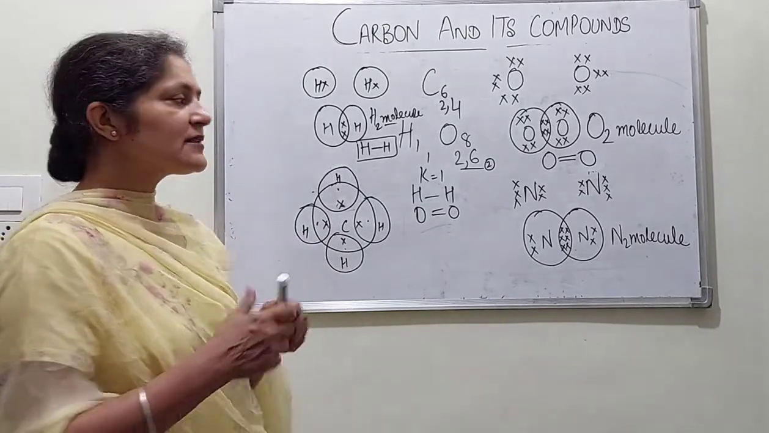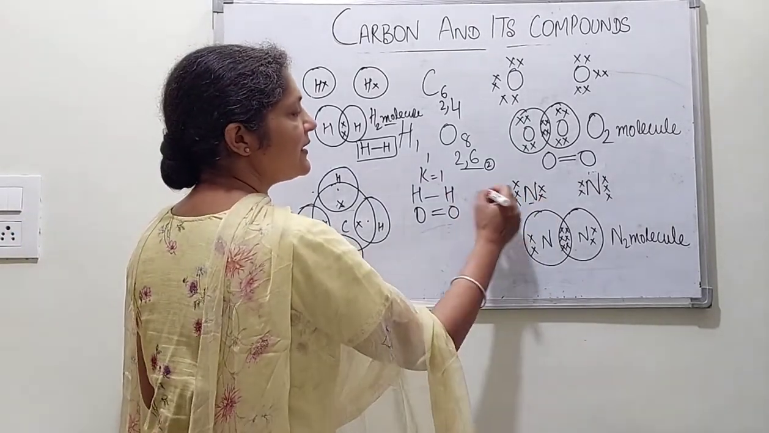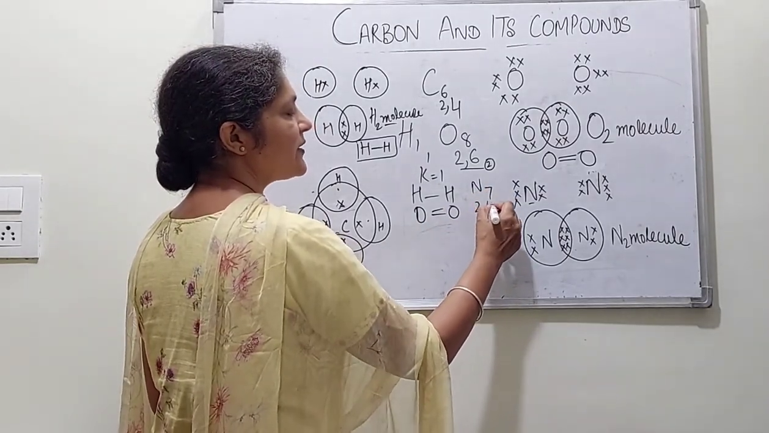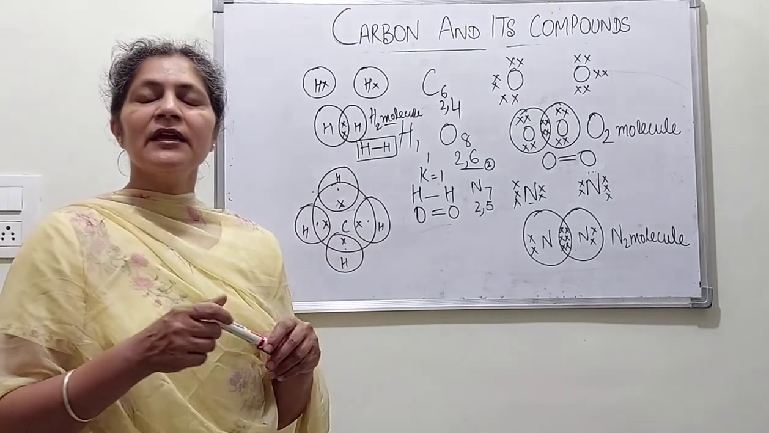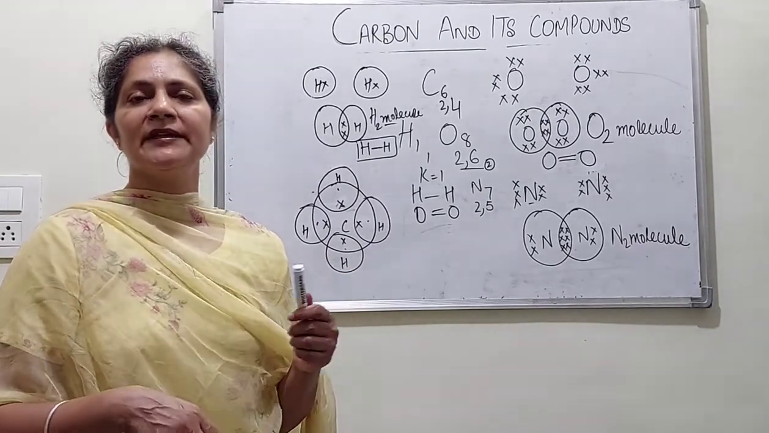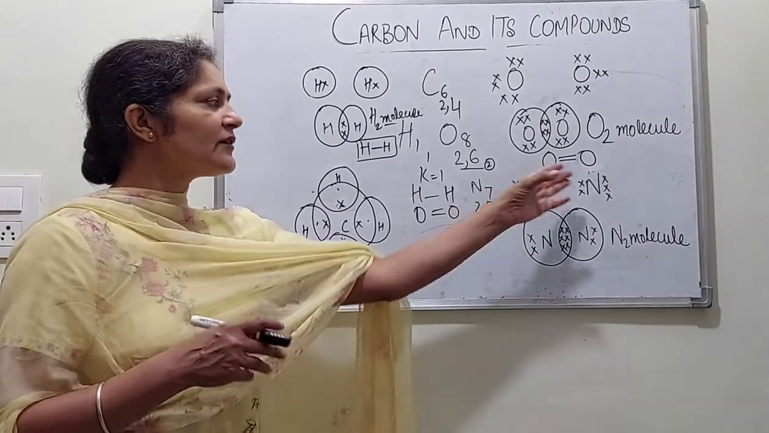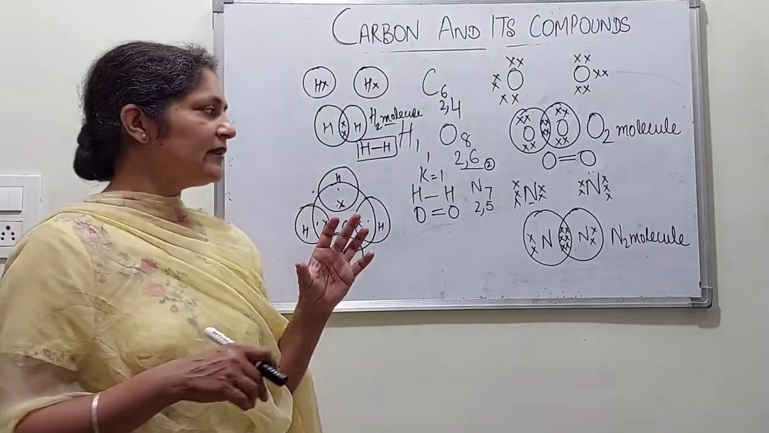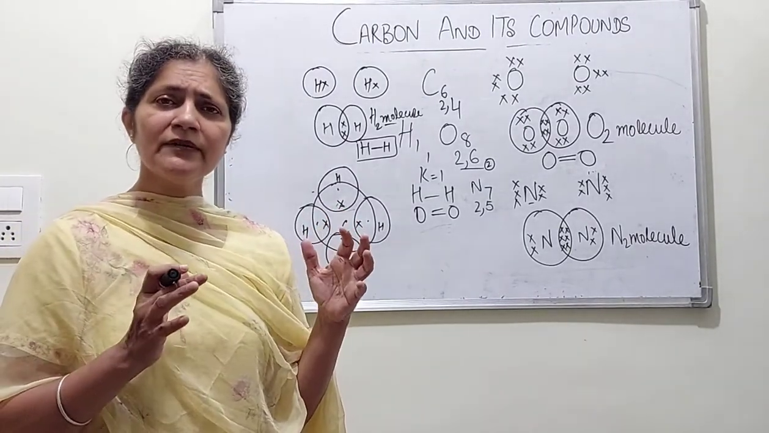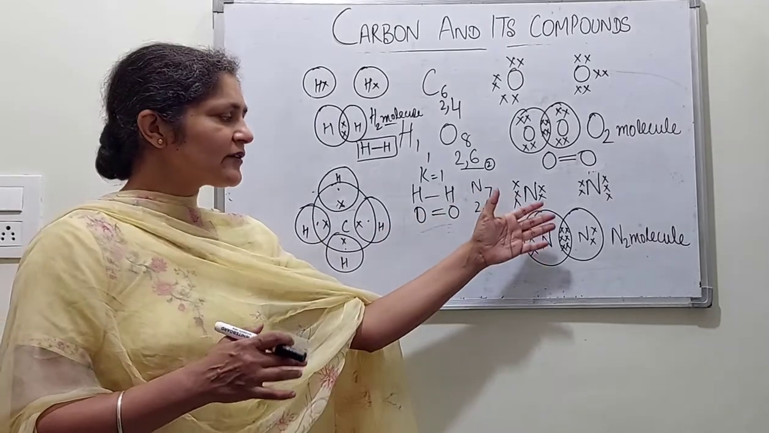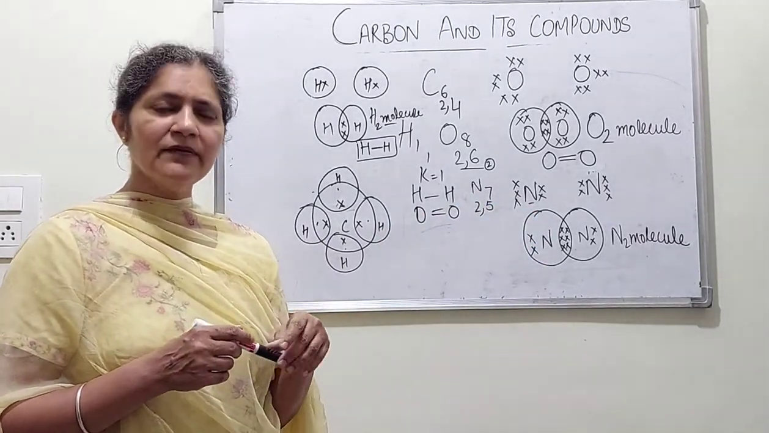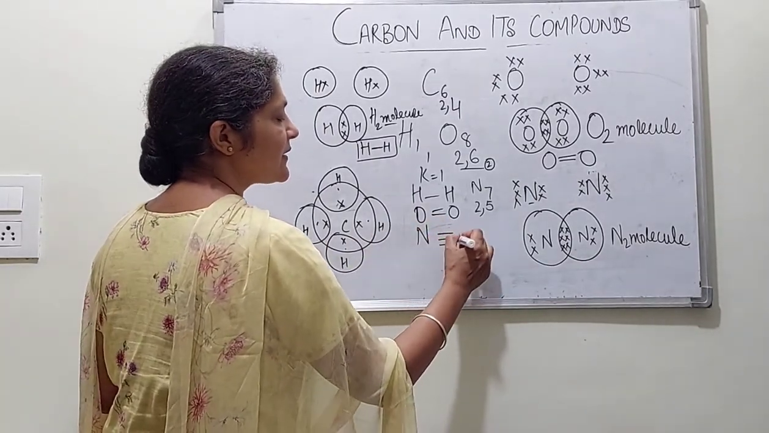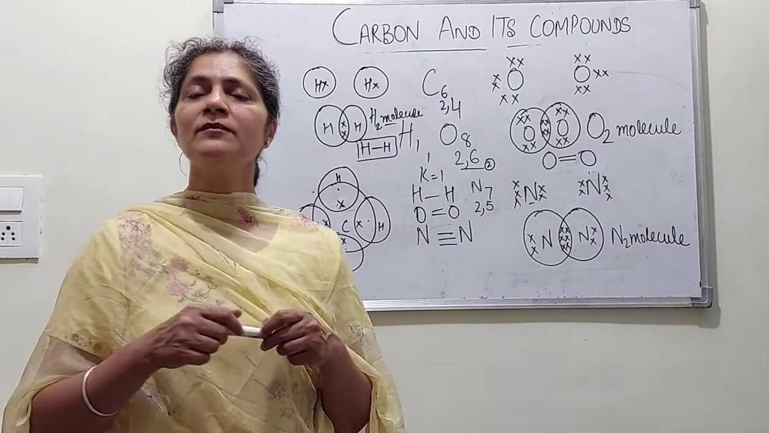Now students, next is nitrogen. Its atomic number is 7. Its electronic configuration is 2 and 5. It requires 3 electrons to complete its octet. So nitrogen atoms will share 3 electrons each to complete the octet. When 3 electrons are shared, students, there will be a triple covalent bond.